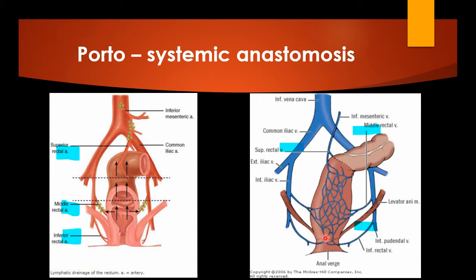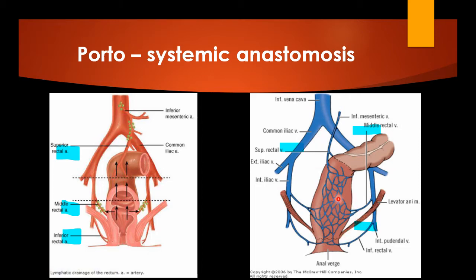Over to the venous side, again there are three sets of veins that drain the rectum and the anal canal. The upper is known as the superior rectal vein, which drains into the inferior mesenteric vein and finally reaches the portal vein. So it belongs to the portal system of venous drainage. The middle and the lower rectal veins drain into the internal iliac vein, which then empties into the inferior vena cava, which belongs to the systemic circulation.